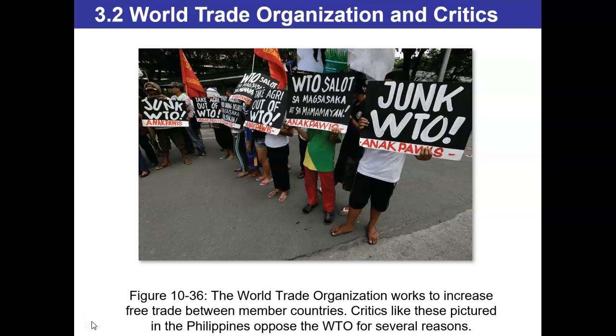Take a look at figure 10-36. The World Trade Organization works to increase free trade between member countries. However, critics, like the ones you see pictured here in the Philippines, oppose the WTO for several reasons. For example, many believe the WTO is anti-democratic because decisions made behind closed doors promote the interests of large corporations rather than poor people. Some others believe that the WTO involvement can also disturb the natural relationship of supply and demand and force taxes upon specific countries for their products.